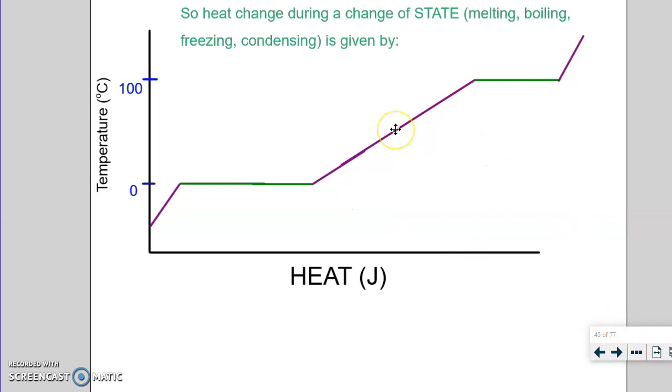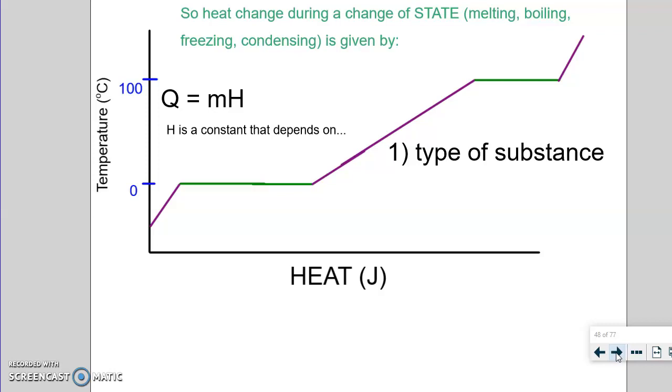So the heat change during a change of state, melting, boiling, freezing, condensing, is given by the following formula. Q, which is heat, is equal to M times H. Now this is very, very general because it can stand for any phase change of any substance. But H is a constant, so you're going to be given H in a problem unless it gives you all the other information that you calculate it with. But H is generally going to be found on a table. And if you're in my class, you can get this table out of your book, out of the chapter.